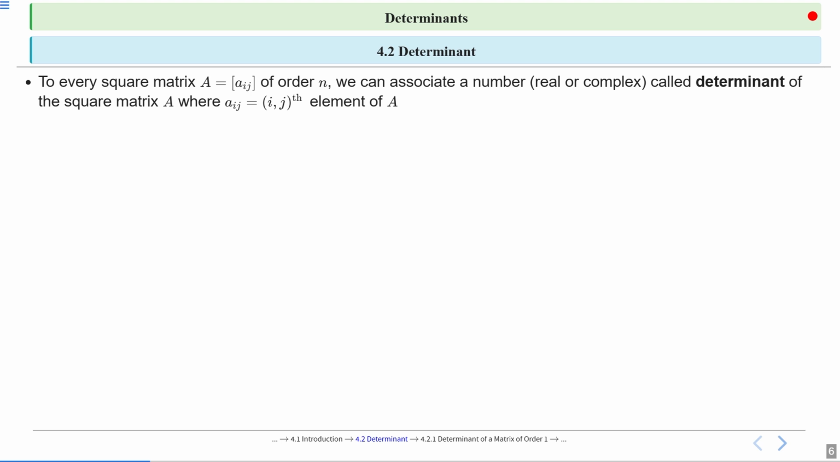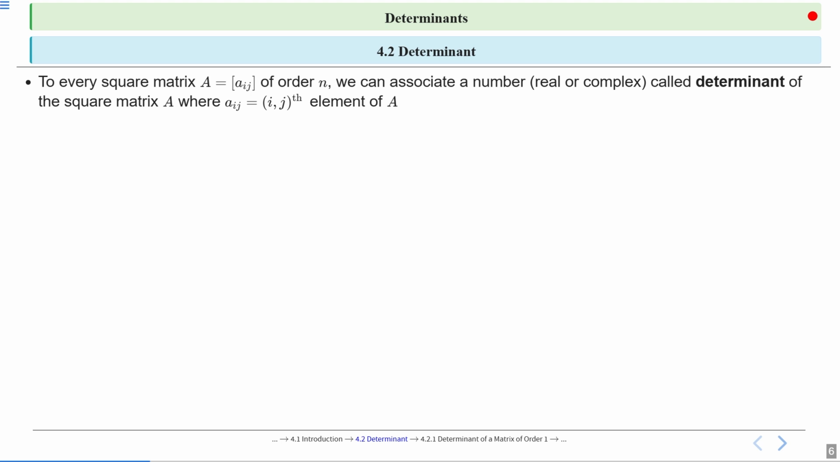And carefully see, we only define the determinant for a square matrix. We cannot define it for any other matrix. We only define a determinant for a square matrix. Okay, so we can associate each square matrix with a real or complex number, and that real or complex number is called the determinant.